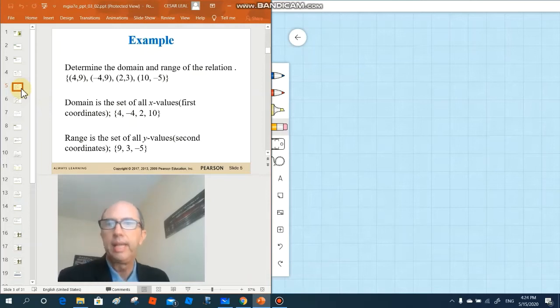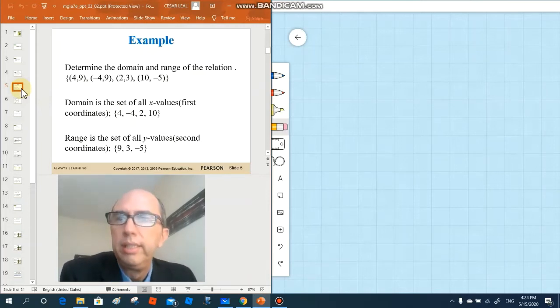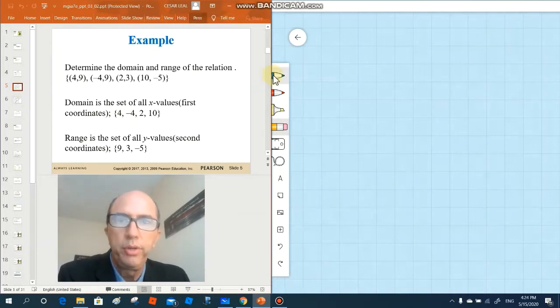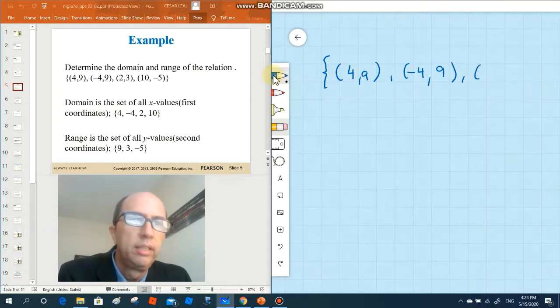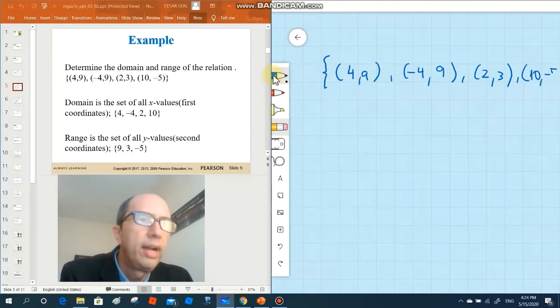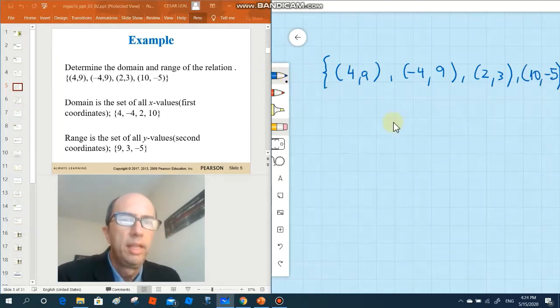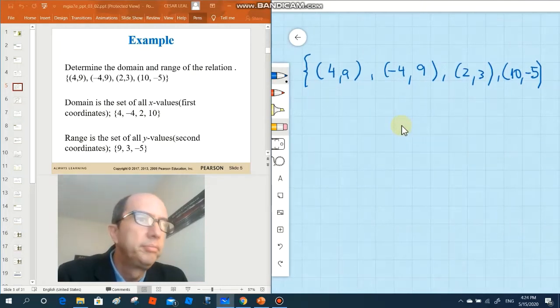And let's see some examples here. Determine the domain and range of the relation. Well, if we have the relation (4, 9), (-4, 9), (2, 3), (10, -5). This is the relation.